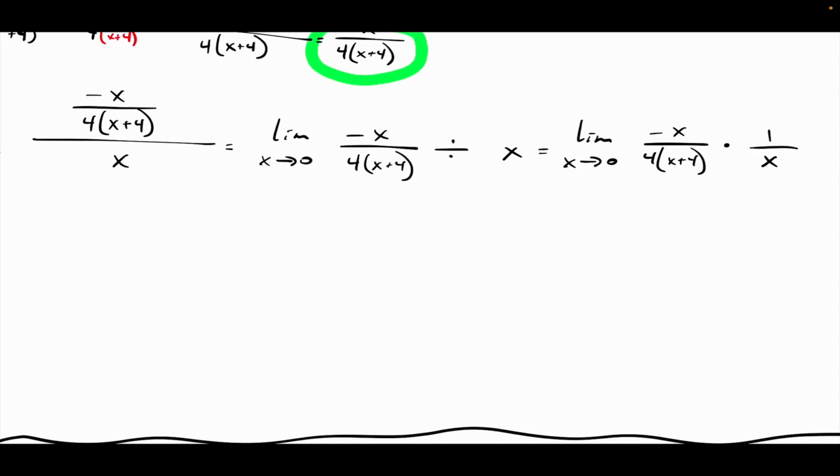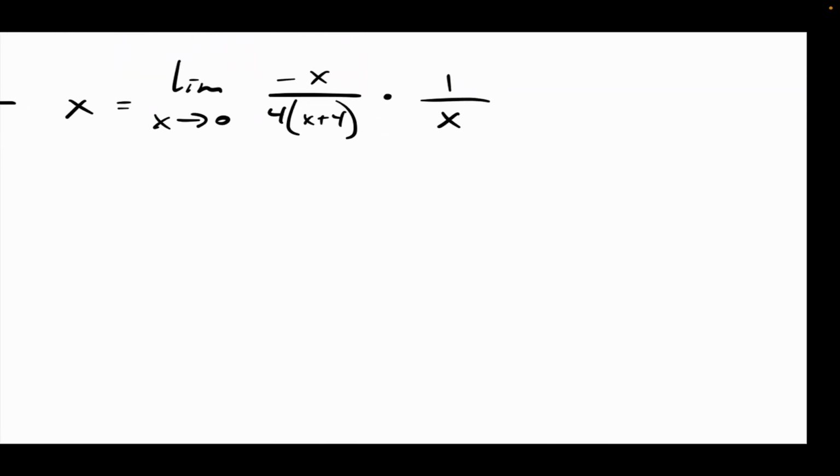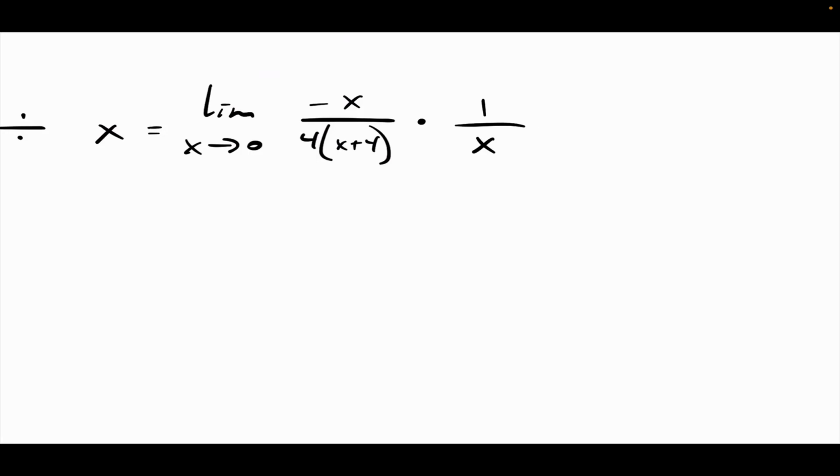What's going to happen when I turn it into a multiplication problem? Well, let's see. So when you multiply, you're going to get the limit as x approaches 0. So on top, I get negative x times 1, right? Multiply fractions straight across. So I get negative x times 1 on top. On bottom, I'm going to get 4 times x and then times the binomial, right?